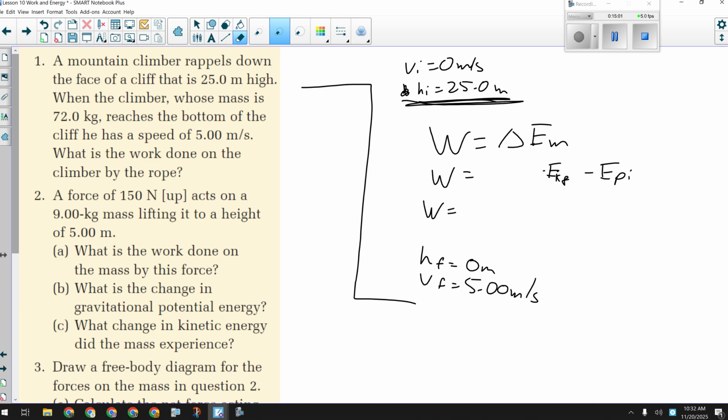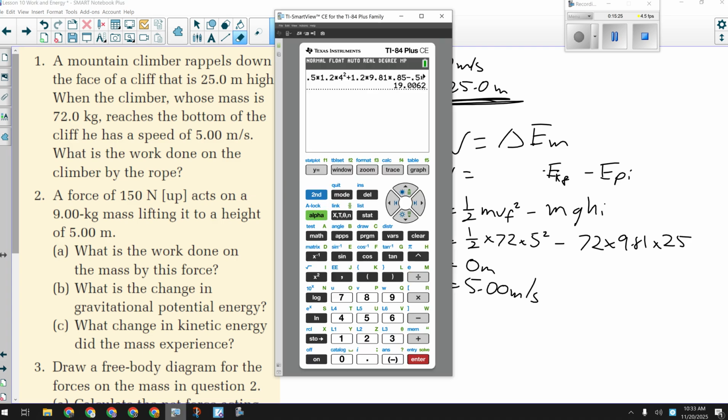Okay, so we're going to have that work equals 1/2 m v final squared minus m times g times h initial. Plug in our numbers. 1/2, the person is 72 kilograms, times 5 squared minus 72 times 9.81 times 25. Okay, so 0.5 times 72 times 5 squared minus 72 times 9.81 times 25. Okay, that's a lot of energy.